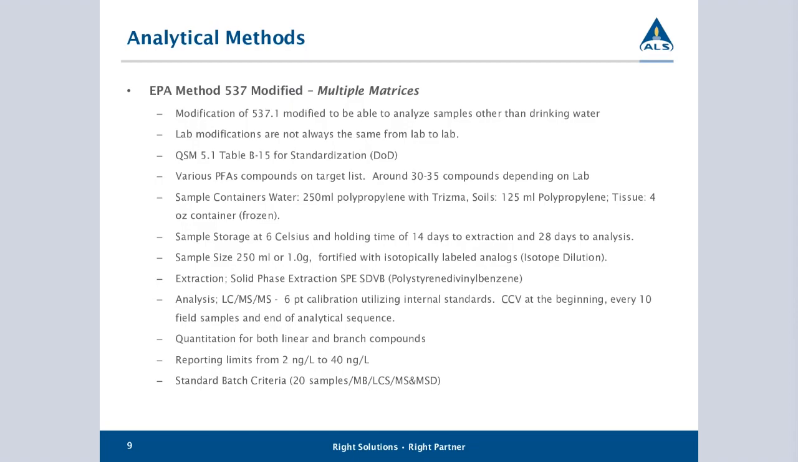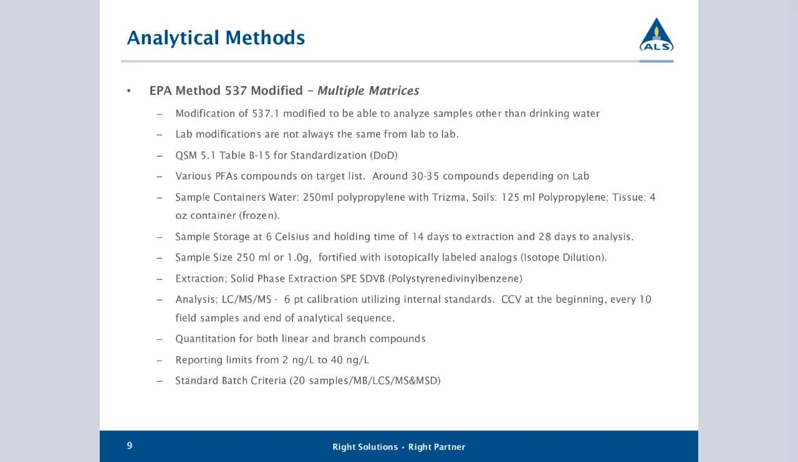One of the main differences from lab to lab is what's going to be on your PFAS target list. So each lab, I would say, averages somewhere between 30 and 35 compounds. Some may be a little less, some may be a little more, depending on the project that they're working on. But you're going to get about 30 or 35. This is going to be the largest list of all the methods that we're going to talk about.